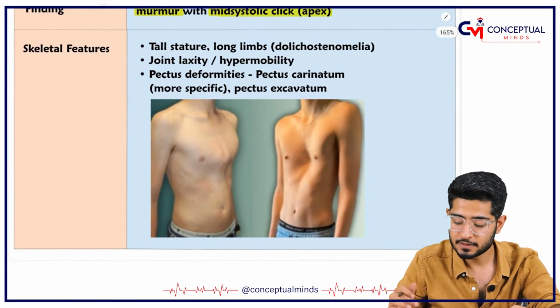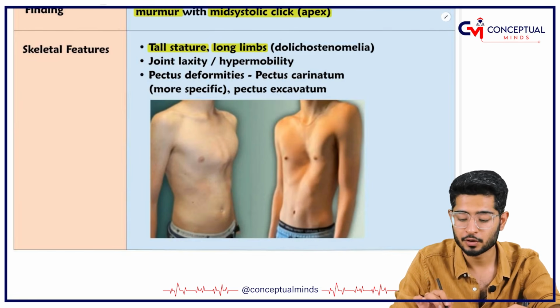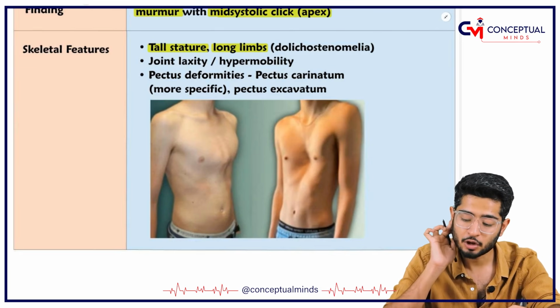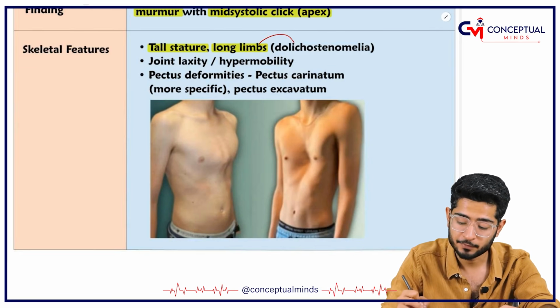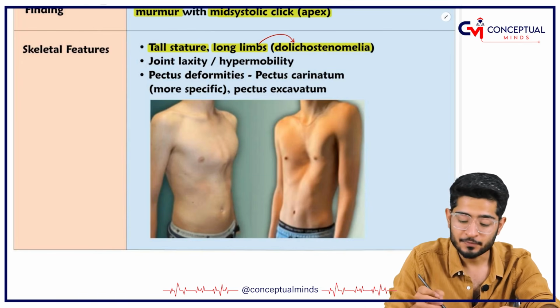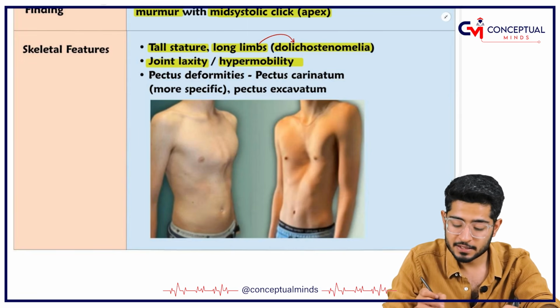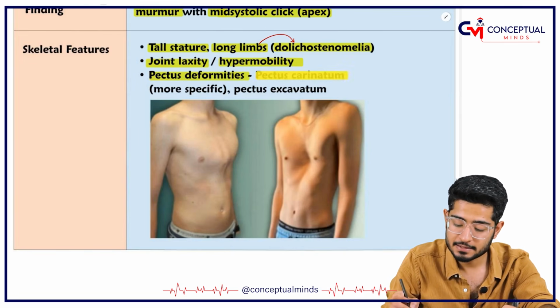What will be the skeletal features? Of course, there will be tall stature and long limbs, which is dolichostenomelia. There is joint laxity, there are hypermobile joints, and there are pectus deformities like pectus carinatum.